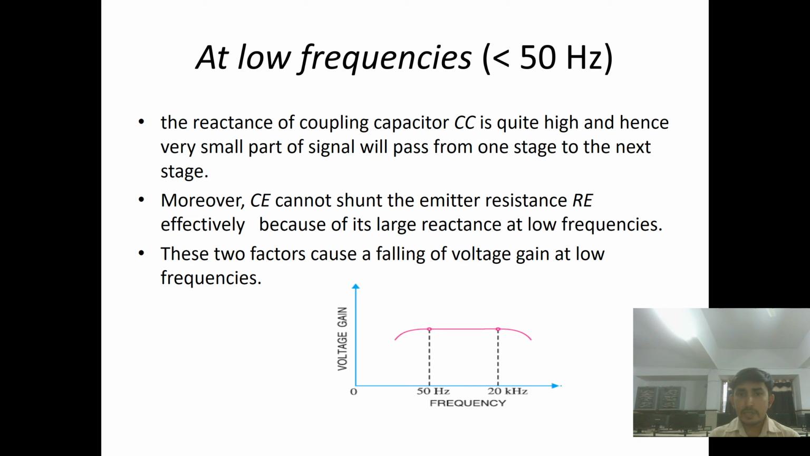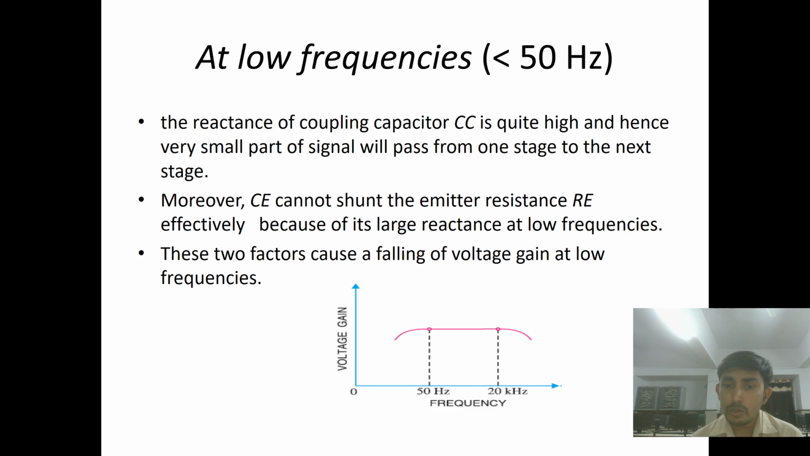First is the coupling capacitor and second is the bypass capacitor. How does the coupling capacitor affect the gain? As we know, at low frequency the reactance becomes large, so only a very small part of the signal passes from one stage to another. Also, the bypass capacitor, because of its large reactance, cannot shunt the emitter resistors. These are the two factors for which the gain is reduced.